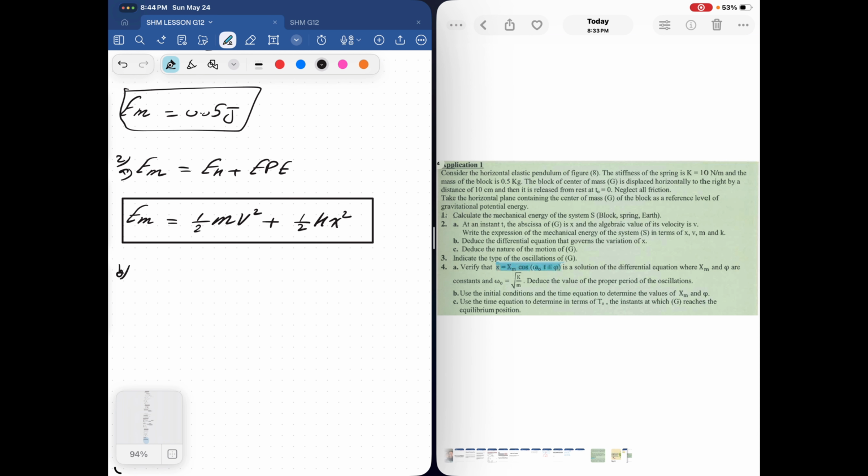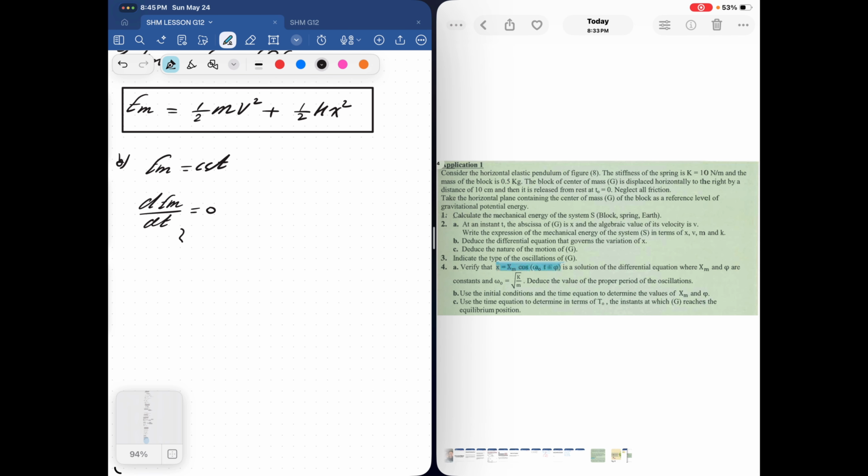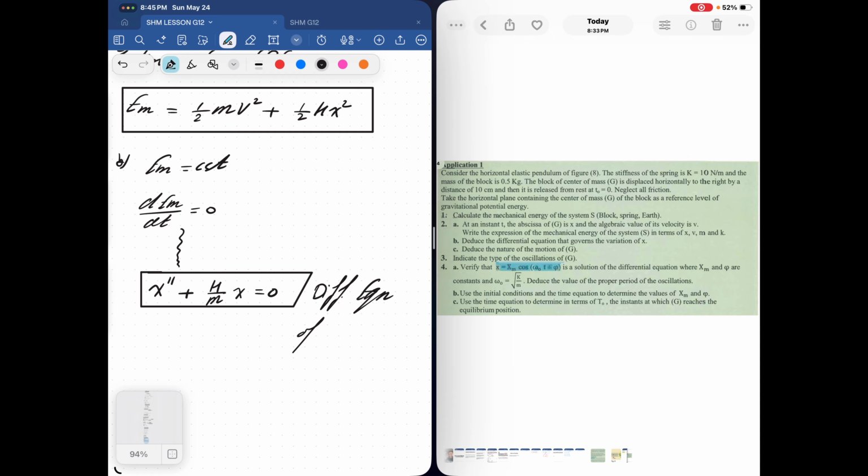Part B. Deduce the differential equation that governs the variation of x. I'm not going to do the differential equation again. It's the same that I've done before, using the fact that the mechanical energy is constant and that the derivative of the mechanical energy with respect to time is equal to 0. I'm going to do the exact same of what I've done previously in the session to reach the differential equation of x double prime plus k over m x is equal to 0. This is the differential equation of motion.